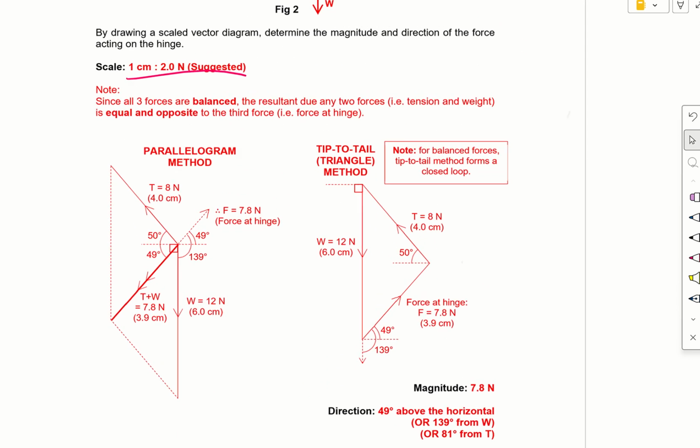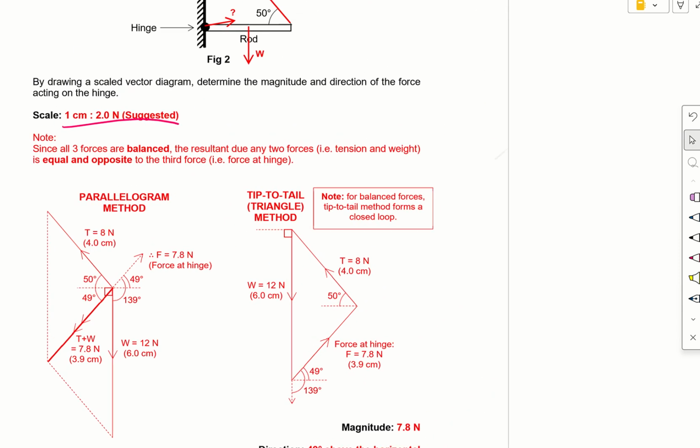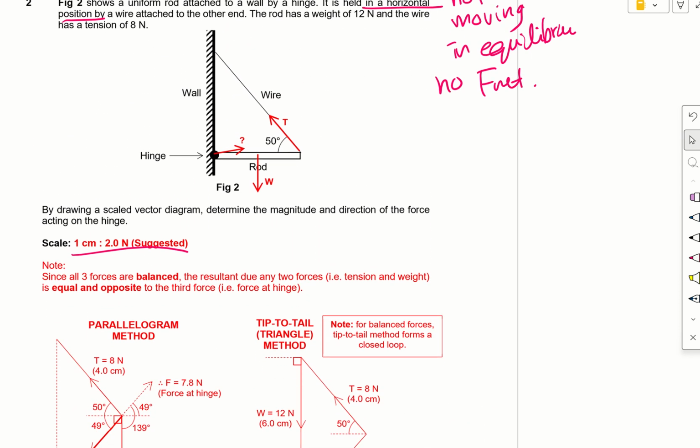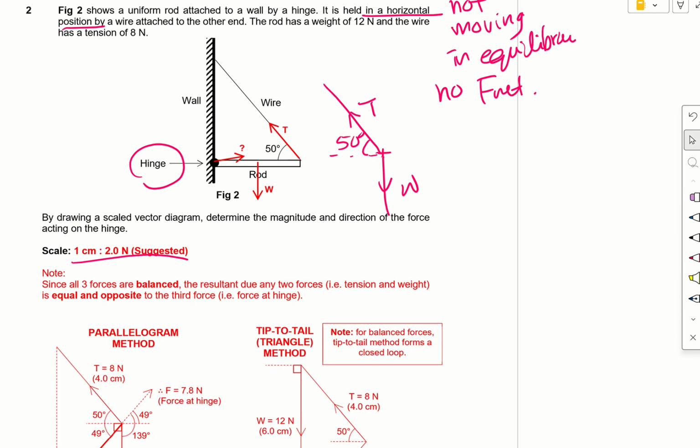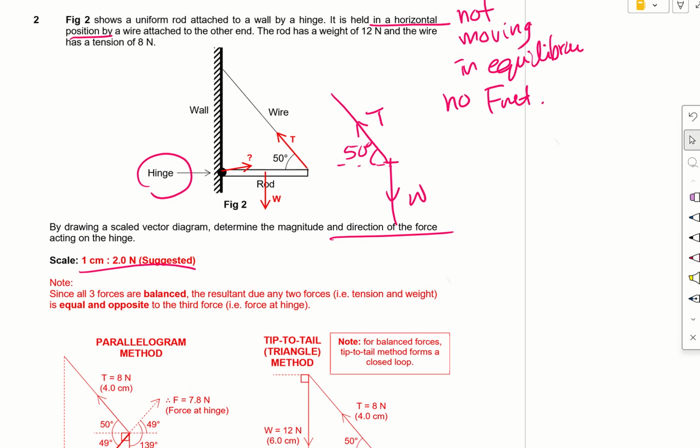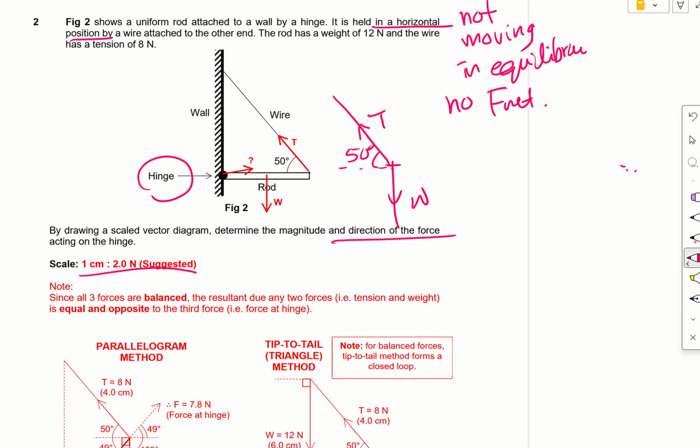Okay, so I prefer to use the tip to tail triangle method, but before you do that, maybe you can do a sketch. So let the cross be the rod, because all the three forces are acting on the rod. So we have this T due to the wire, and it is about 50 degrees. Then you have your W, which is vertically down, and you have the force of hinge on rod, and we are supposed to find the force acting on the hinge.